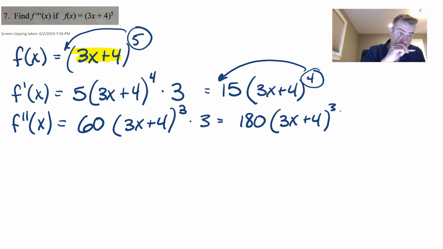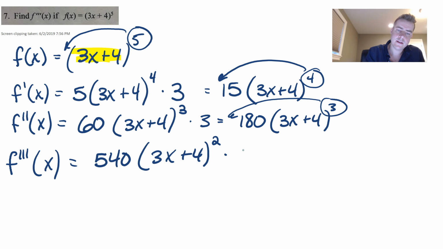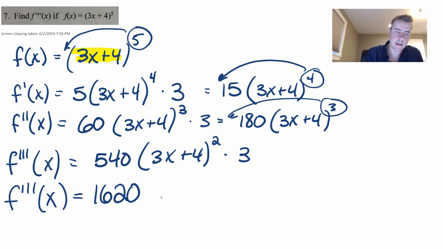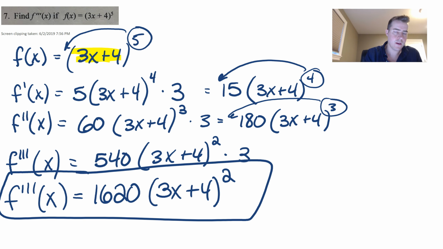Okay, and then we have to do this one more time here to find the third derivative. So same thing. Take your exponent, bring it down in front. 180 times 3 is going to be 540. 3x plus 4 squared times 3 here. So the third derivative of x is going to be 1620 times 3x plus 4 squared. All right.